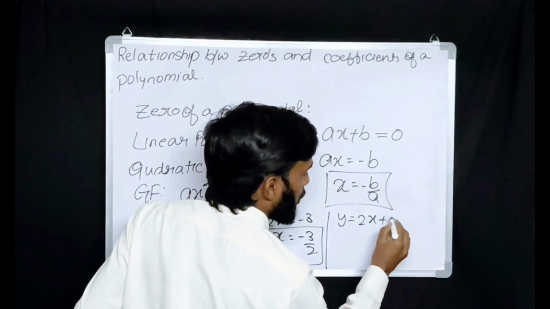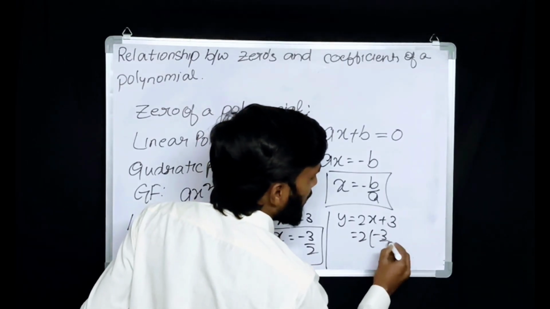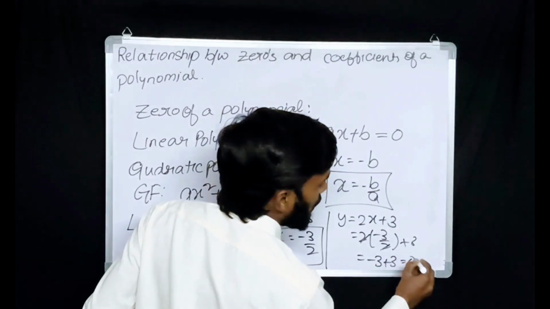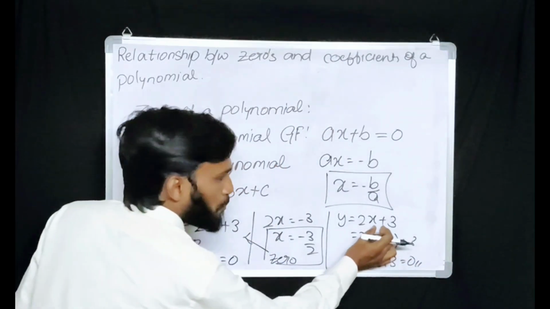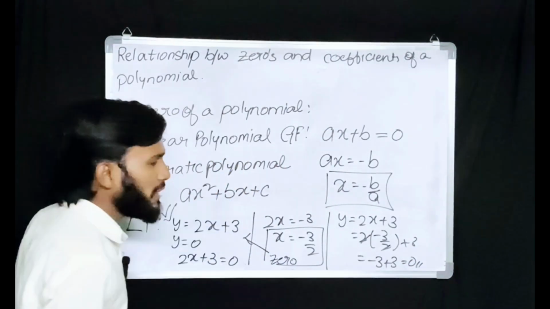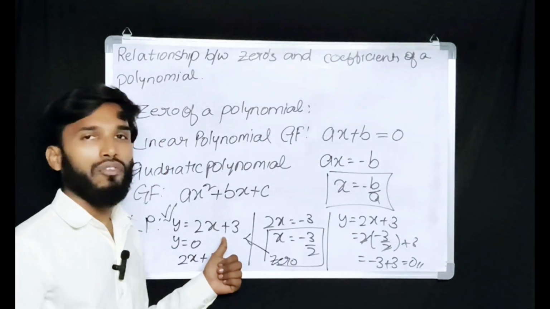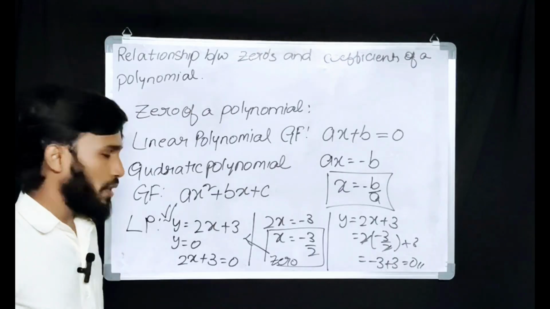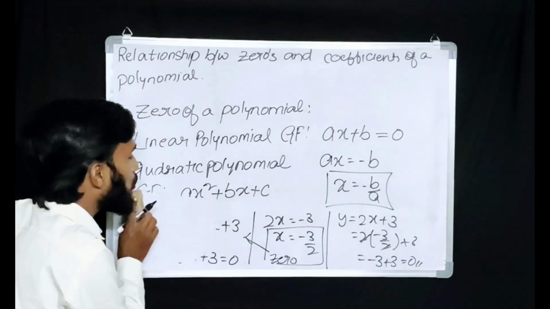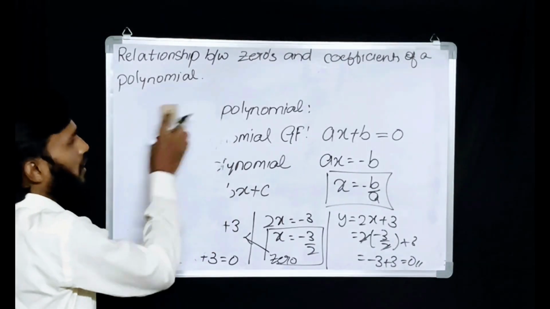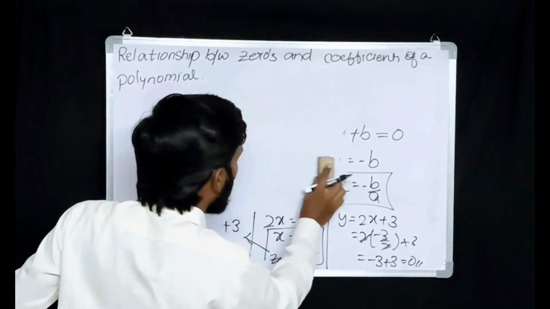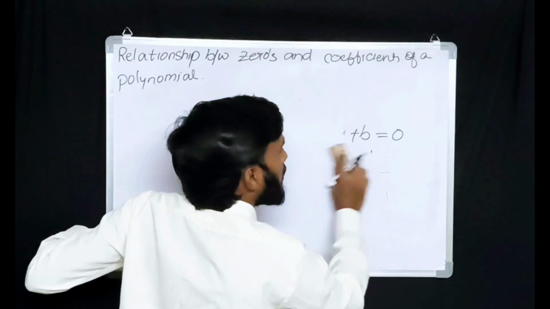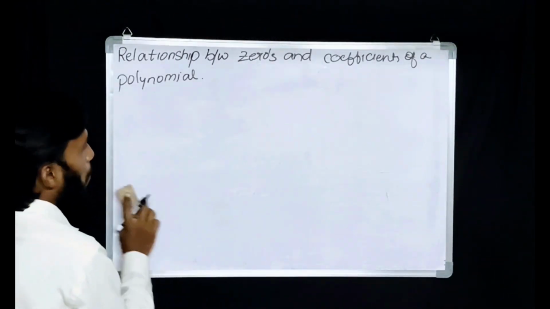y is equal to 2x plus 3, and 2 times minus 3 by 2 plus 3. Here 2 and 2 cancel. Minus 3 plus 3 is equal to 0. See, here this polynomial comes as 0. That means minus 3 by 2 is the zero of this polynomial. This is how we find the zero of a linear polynomial. But in today's session, we are going to find the zeros of a quadratic polynomial and the relationship between the zeros and coefficients of a polynomial.